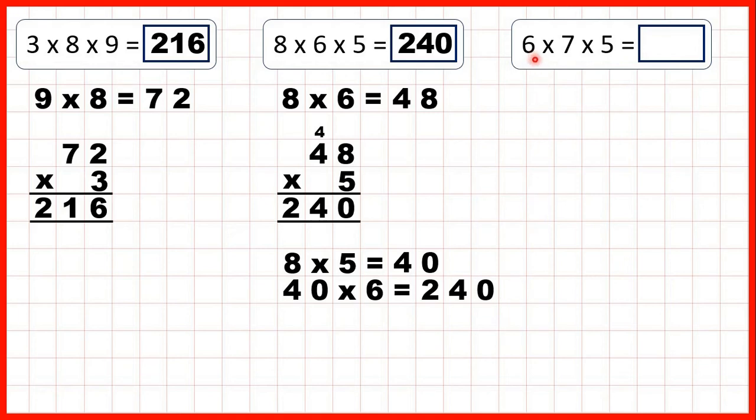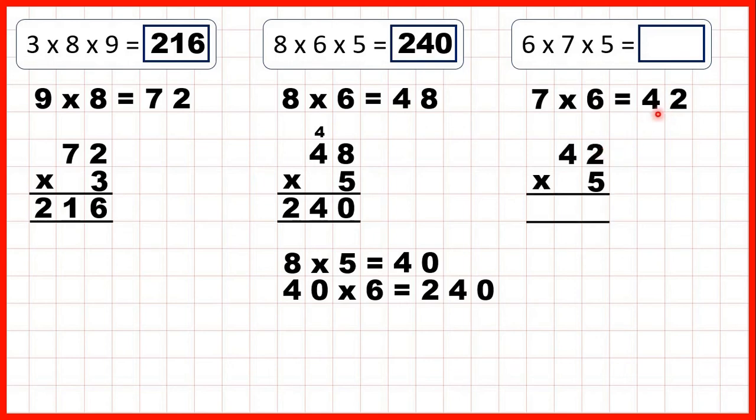So now we have 6 times 7 times 5. If we start by multiplying larger numbers first, 7 times 6 is 42, and then we can take that answer and multiply it by the other number in our question. 2 times 5 is 10, so 10, with the first digit on top. And then we multiply our tens digit. 4 times 5 is 20, but we need to add the one that's on top, so that's 21. So that means 6 times 7 times 5 is 210.